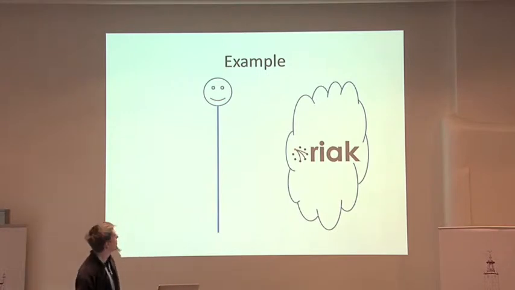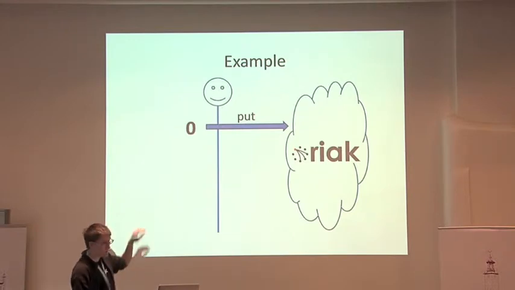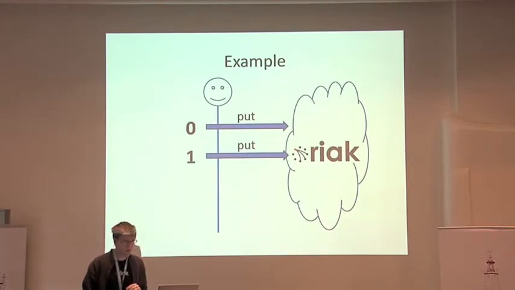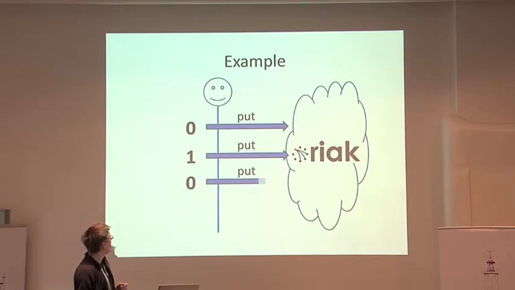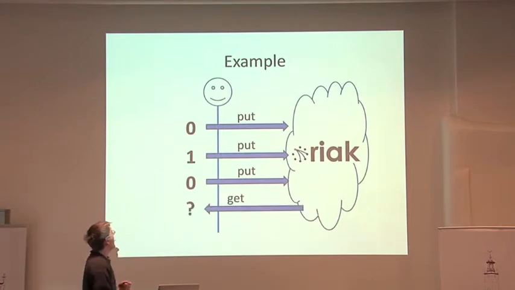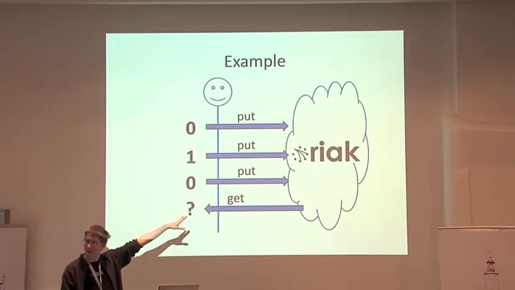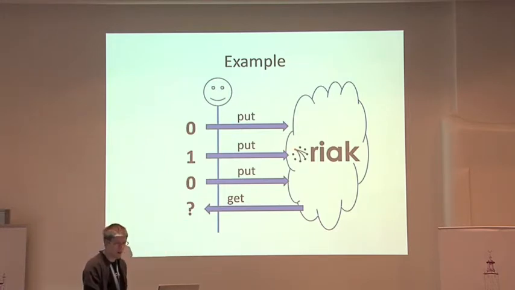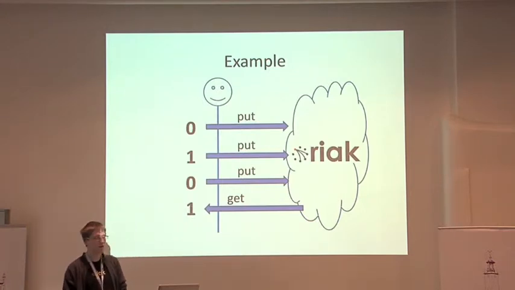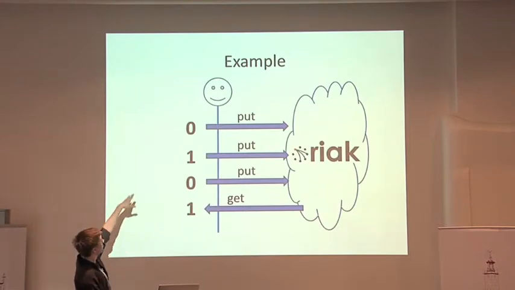Okay, so here's an example with just a single user. So we do a put with the value 0. We do a put with the value 1. And then another put with 0. And then we do a get. And what should we get here? Yeah, you'd kind of expect 0, right? And that's what our simple model would say, 0. But in this case, Riak came back and said, no, 1, which is very surprising just looking at this sequence.